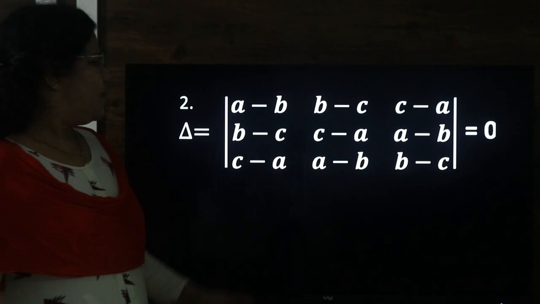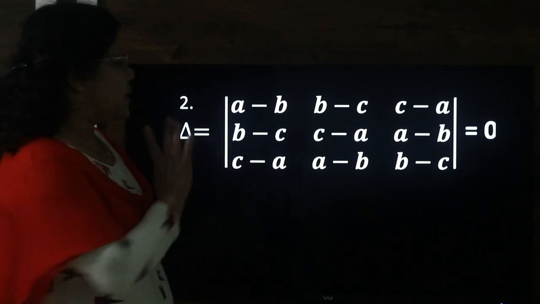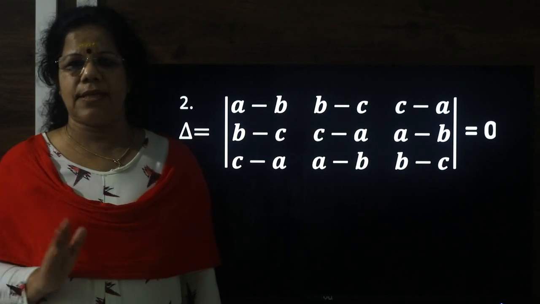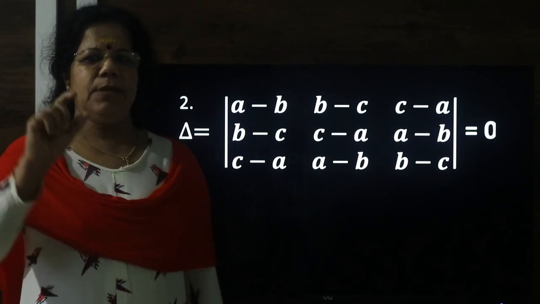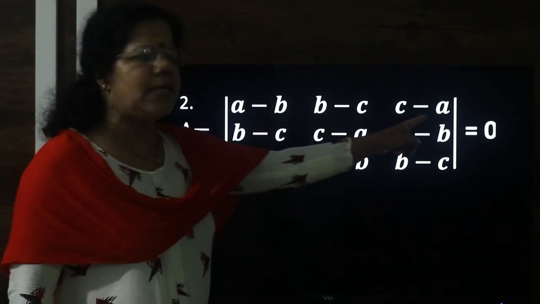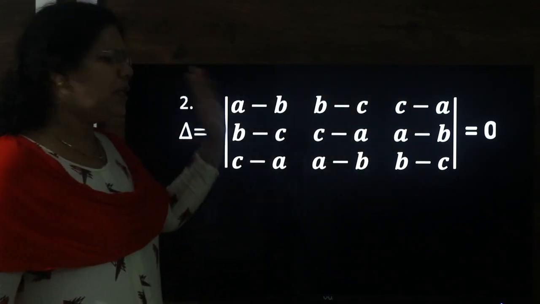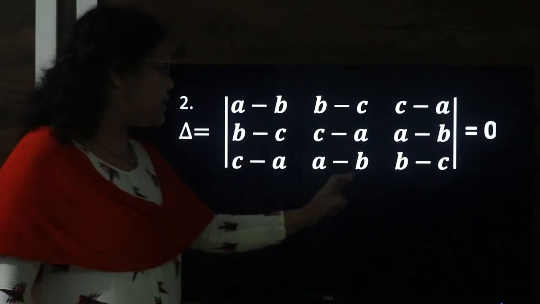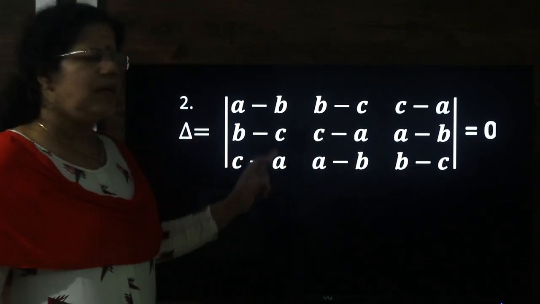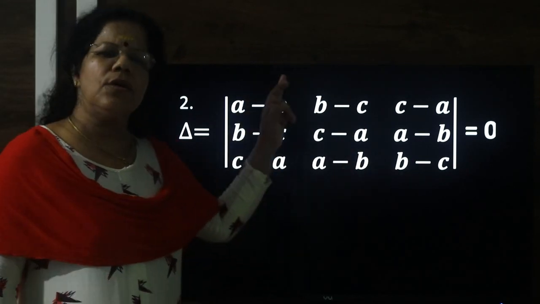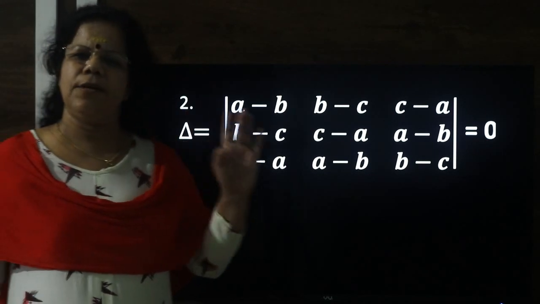Now you see, suppose I change C1 to C1 plus C2 plus C3. What are we going to get? A minus B plus B minus C plus C minus A, that will be 0. B minus C plus C minus A plus A minus B is 0. C minus A plus A minus B plus B minus C is 0. That means C1 changes to C1 plus C2 plus C3, total C1 becomes 0. Then the value is 0.